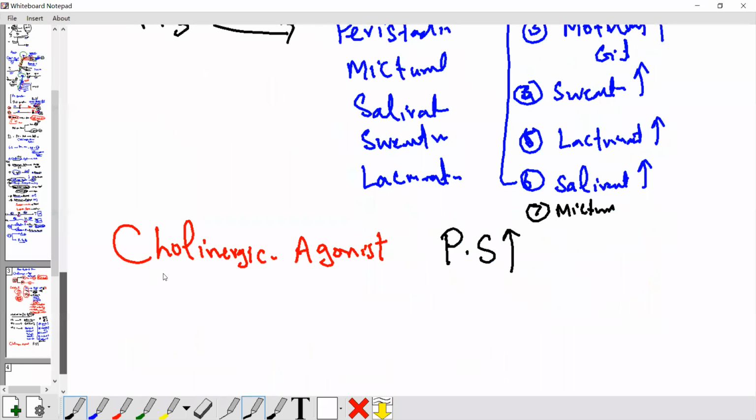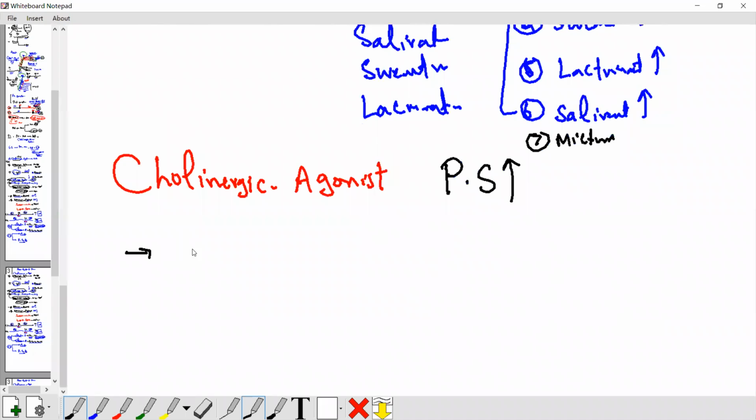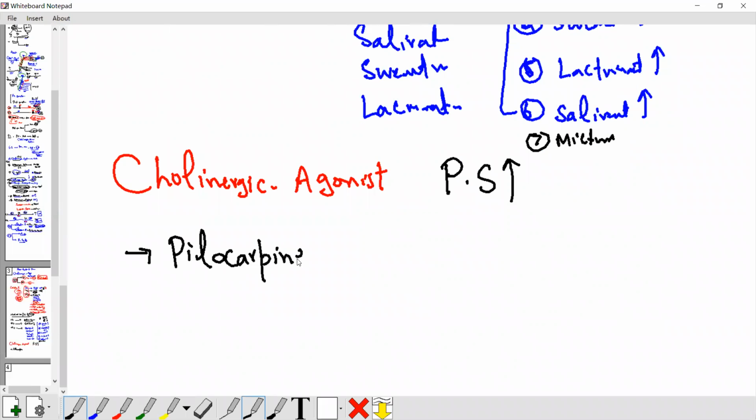What is the name of this drug? I first write the name here. Number one, pilocarpine. Pilocarpine is a parasympathetic cholinergic agonist drug. Another drug group here, the stigmine family.